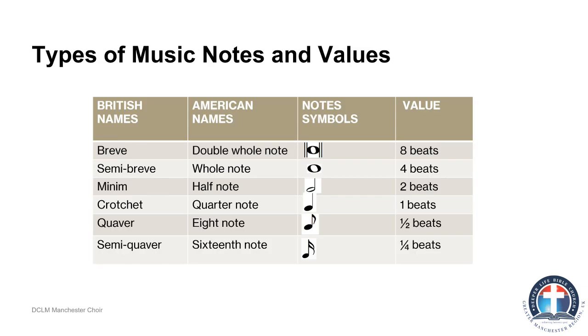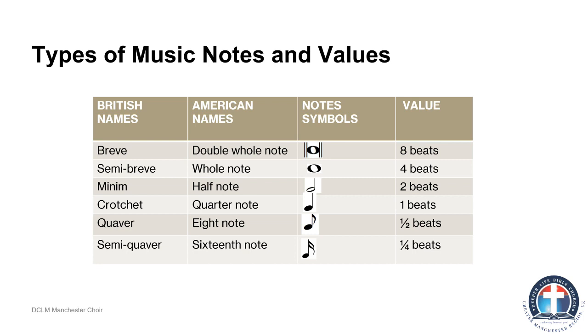We want to look at types of music notes and values. So we've seen the various parts of music notes. Notes have heads, have stems, have flags. Here I want to look at the representation of those notes and their values. I will mostly be using the British names. So the first note here is called the breve. In American, it's also called the double whole note.